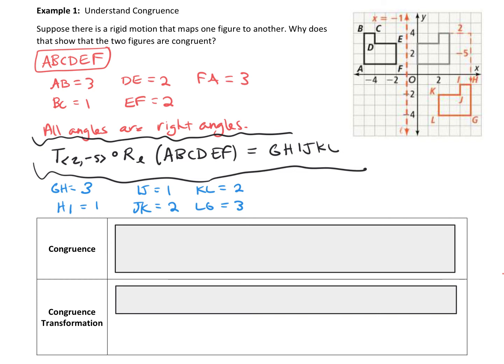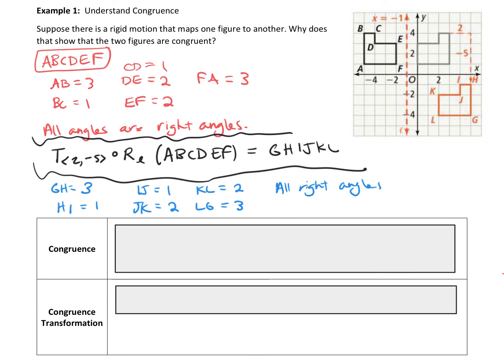And I just realized I missed one up here. Did you guys catch it? AB to BC, I missed CD. CD over here from C to D has a length of 1. So and then all the angles of our final image over here are right angles. So we have all right angles.